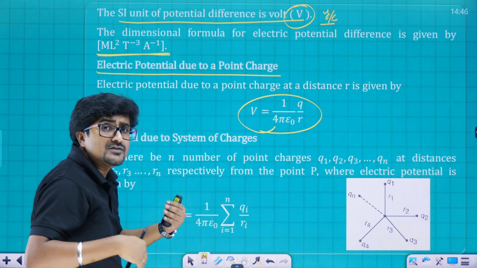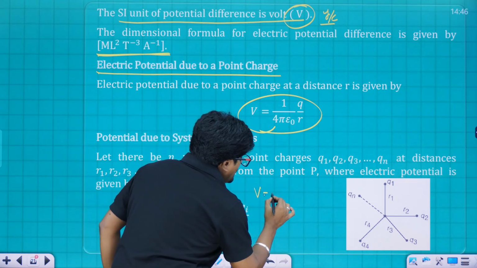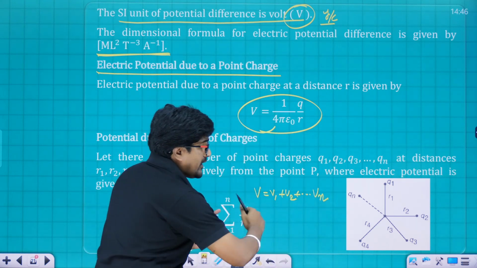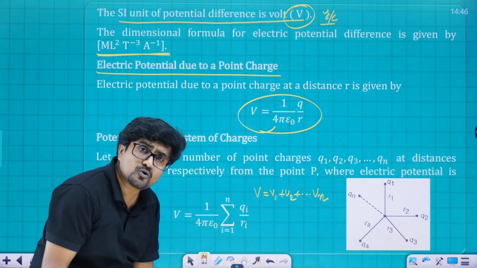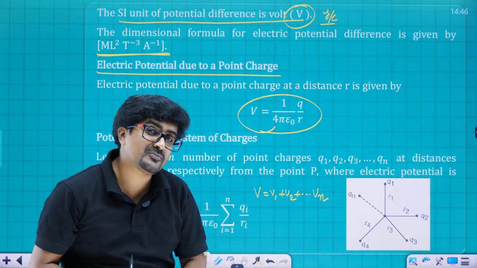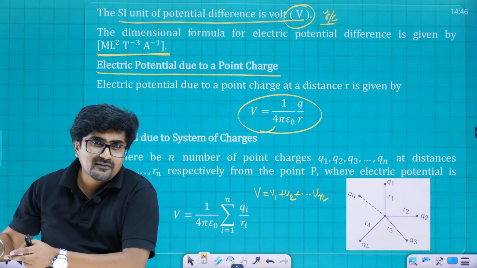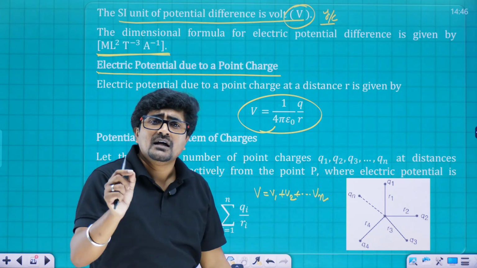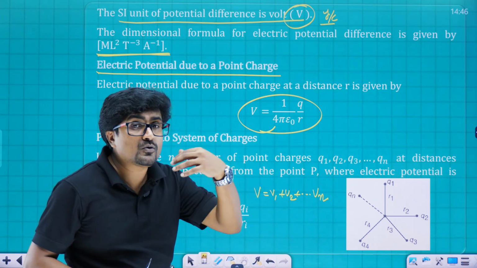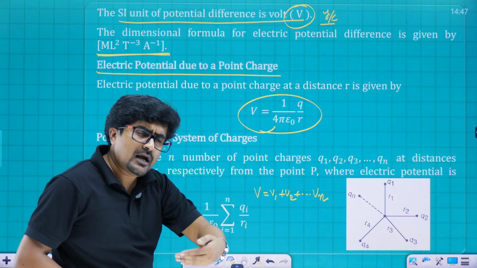And if we are having a system of charges, then the net electric potential V is going to be V1 plus V2 plus and so on up to Vn if you have n number of charges, where V1 is 1 divided by 4 pi epsilon naught Q1 by r1, V2 is 1 divided by 4 pi epsilon naught Q2 by r2, V3 is 1 divided by 4 pi epsilon naught Q3 by r3, and so on, where r1 is the distance from the source charge Q1 to the point where we need to calculate the electric potential, and similarly for Q2, Q3 and so on.